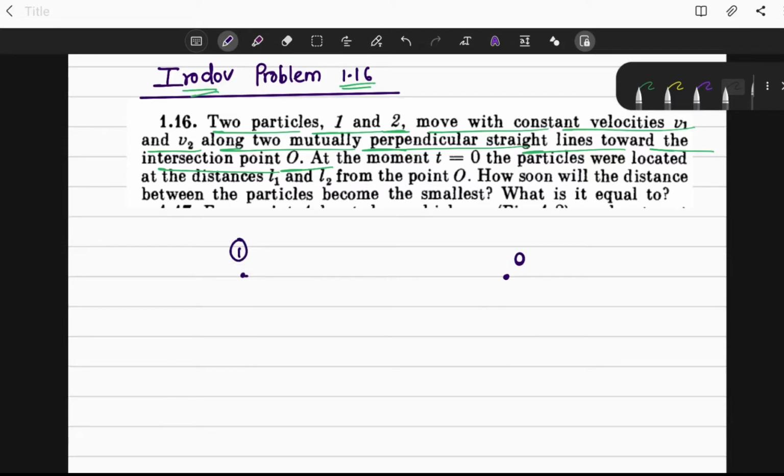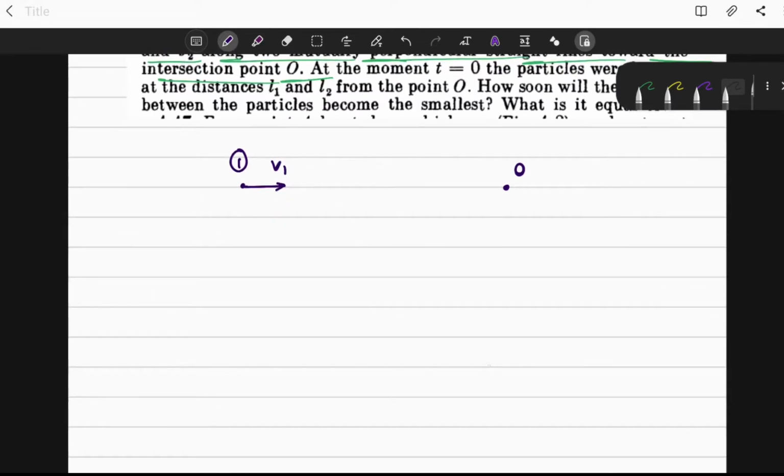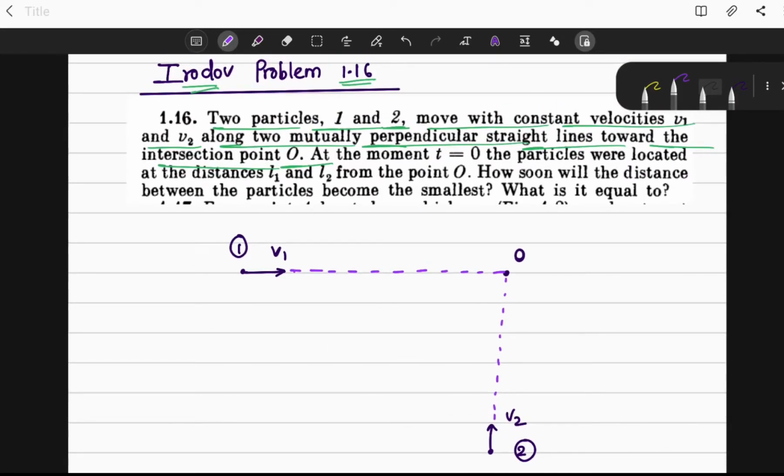particle 1 and it is moving in this direction towards point O with velocity v1. Let us consider another particle, particle 2, which is moving towards O with velocity v2. We can see that both are mutually perpendicular to each other. Then it is saying that at the moment t equal to 0, the particles were located at the distances L1 and L2 from the point O.